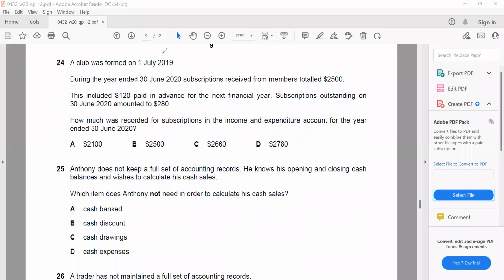A club was formed on 1st July 2019. During the year ended 30th June 2020, subscription received from the members totaled 2005. This includes 120 paid in advance for the next financial year. So this one is for the next financial year, paid in advance. This is a liability. So we open a T account. Okay, let me cover up.